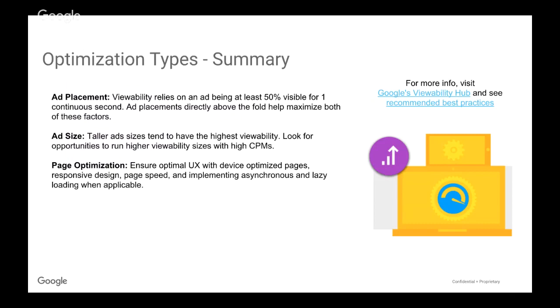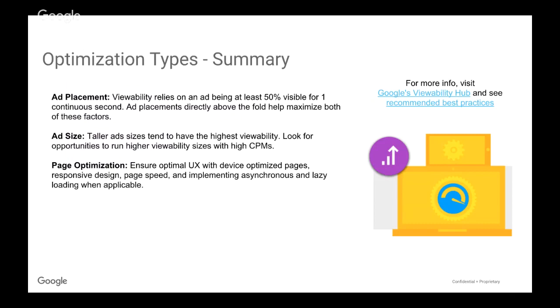Secondly, ad sizes. You can try taller ad sizes. Also take note of the mobile web best practice sizes, such as 300 by 250 and 336 by 280, and keep doing A/B tests so that you get the most optimal value for your website.